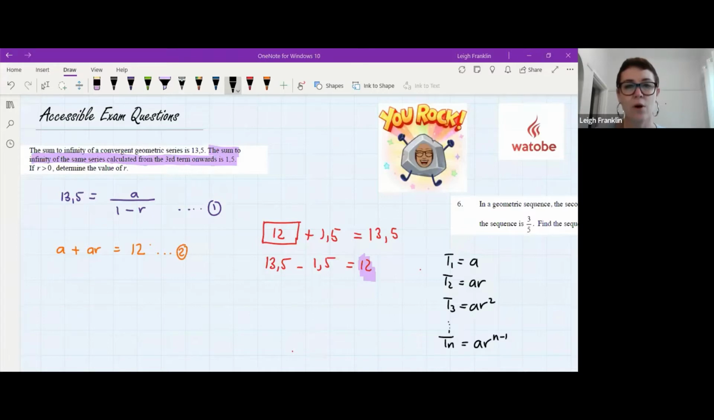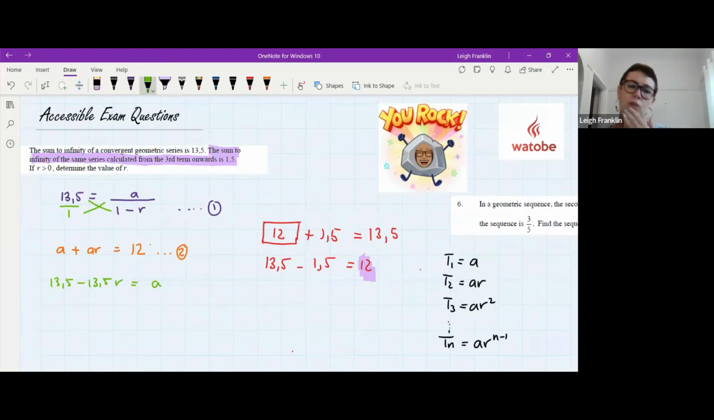Now we need to go and solve simultaneously. What I would recommend in a situation like this is that if you've got a denominator like we do in the purple equation, get rid of the denominator. So in this situation, I think it's going to make sense for us to cross multiply. Let me do that first. 1 minus r times 13.5 leaves me with 13.5 minus 13.5r is equal to a.